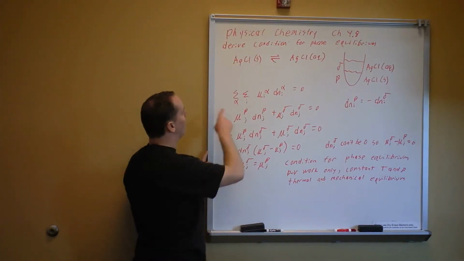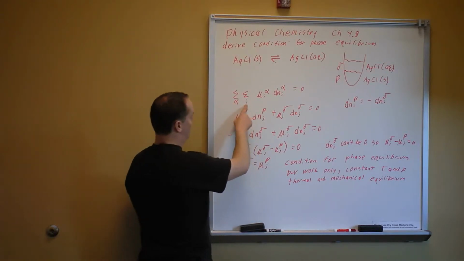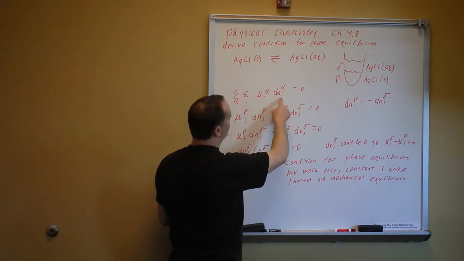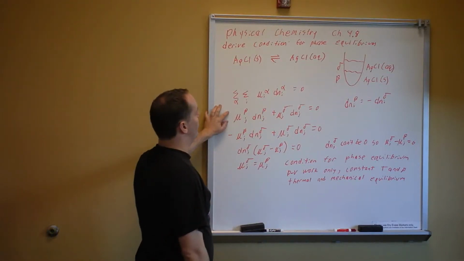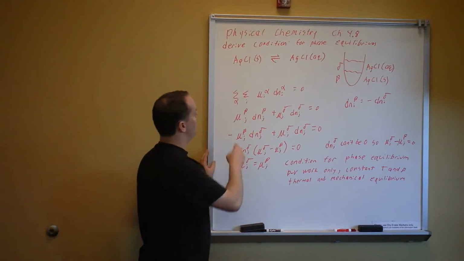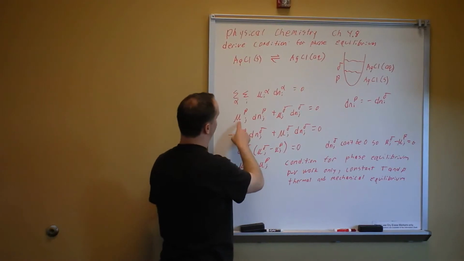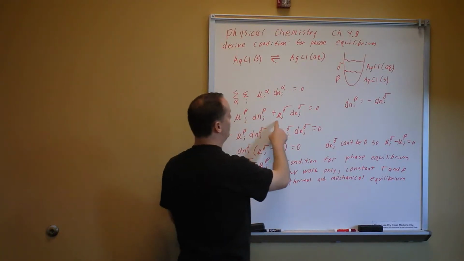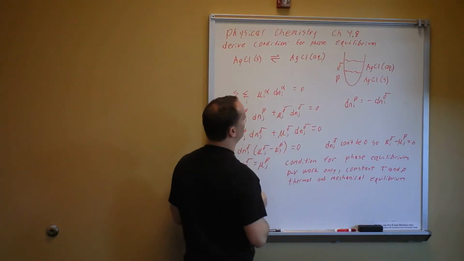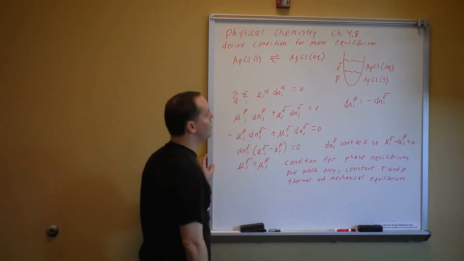Okay, now we showed before that the double sum over phase alpha and substance i of mu_i dn_i is equal to 0. That's our condition for phase equilibrium. Now, if we put in the specific ones here, distribute that out, then we have the mu of substance j of phase beta, dn of substance j, phase beta, plus mu sub j of phase delta, dn_j, phase delta, and that's equal to 0.